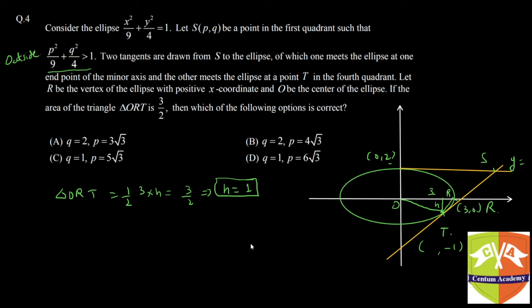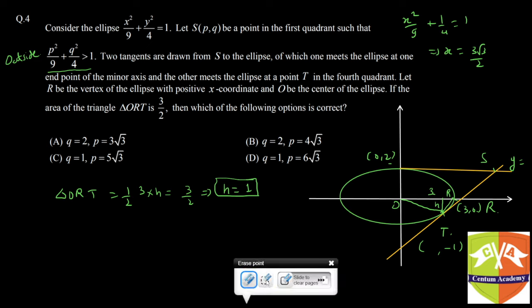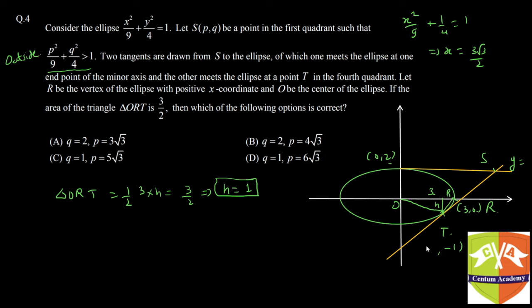And if you substitute y equals minus 1 in this, then what will be the value of x? So x square by 9 plus 1/4 equals 1. So 1 minus 1/4 will be 3/4. So x will be 3√3/2, positive. So the coordinates of T are (3√3/2, -1).